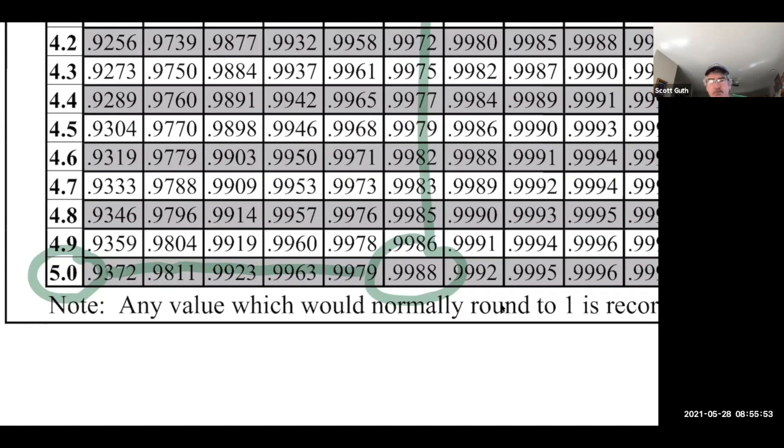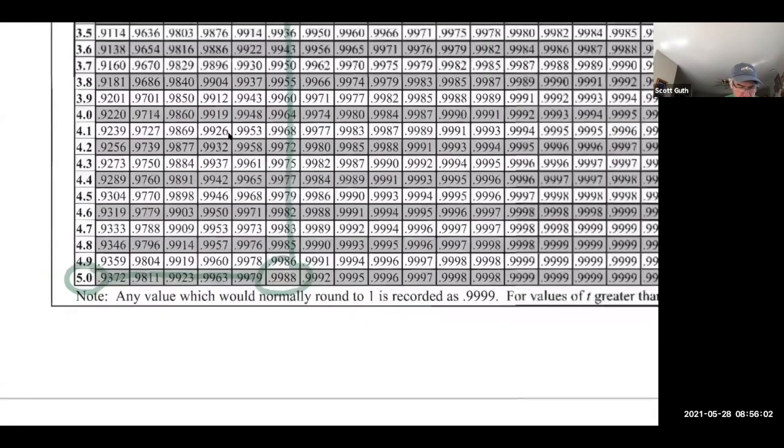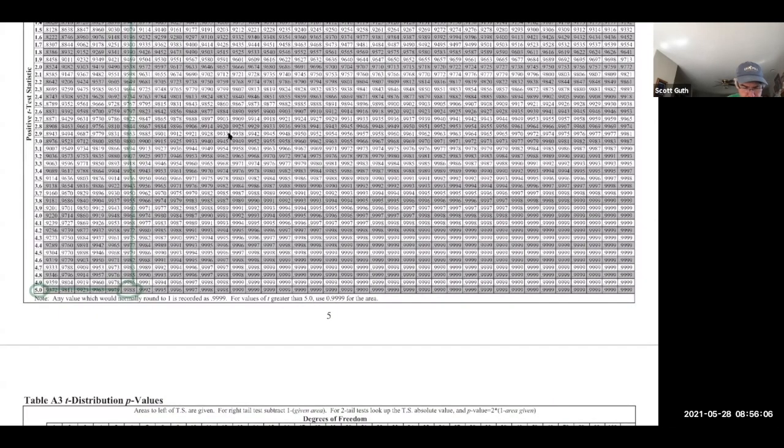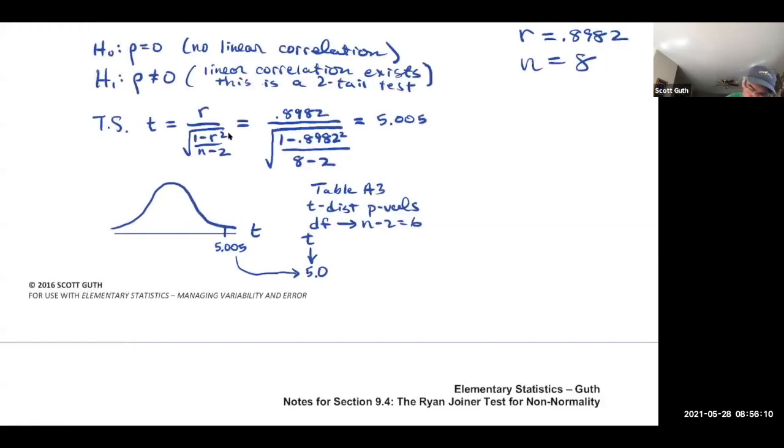That's really close to 1. Okay, so 0.9988. So that's this tail. Let me shade that in a little bit. Actually, this is always the area to the left. So this tail is going to be 1 minus that. Did anybody do that? What's the area of that tail? 0.0012. Thank you.